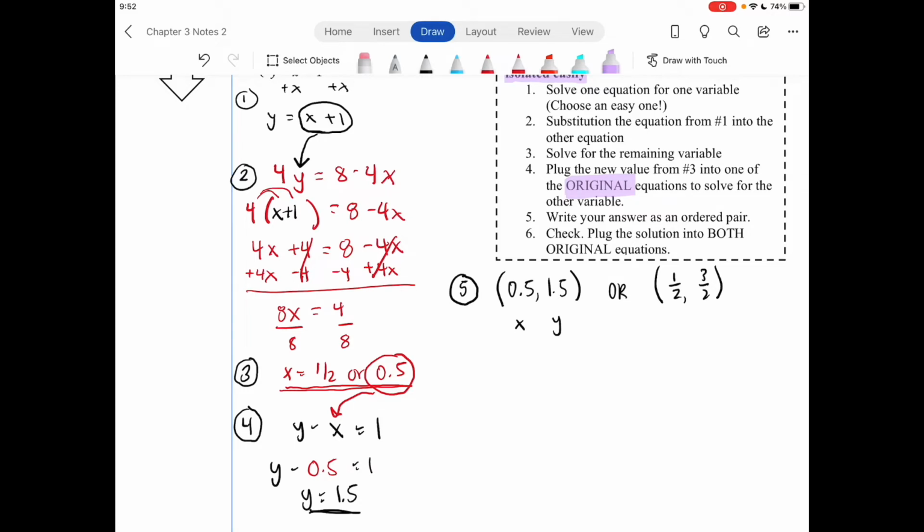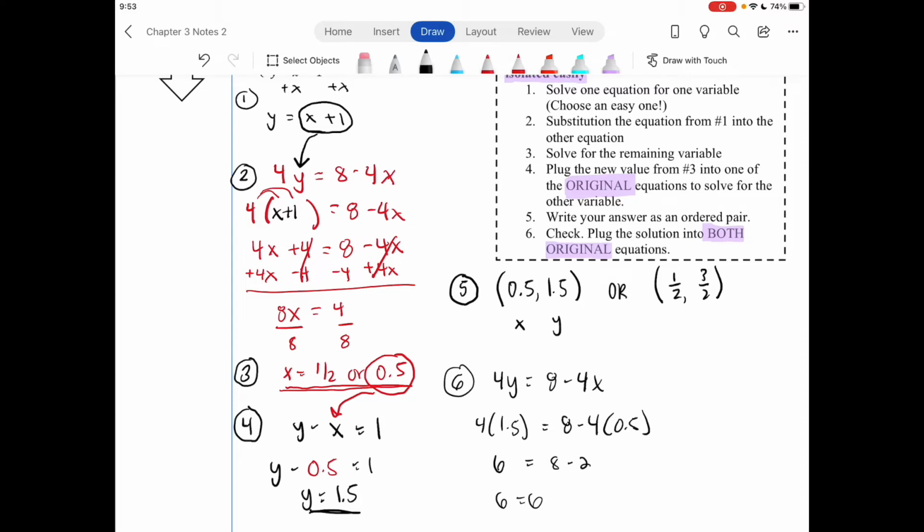We now have our solution, but we can always check our answers to systems of equations. To do the check, you're going to plug the solution into both of the original equations. Our first equation was 4y equals 8 minus 4x. We'll replace the y with 1.5 and the x with 0.5. So we have 4 times 1.5 equals 8 minus 4 times 0.5, which gives us 6 equals 8 minus 2, which comes out to 6 equals 6. We know our first equation works.